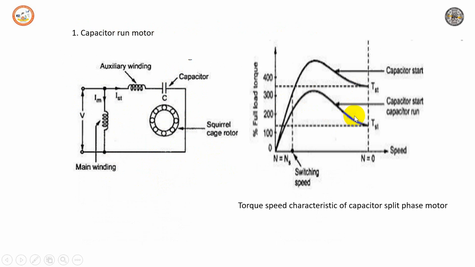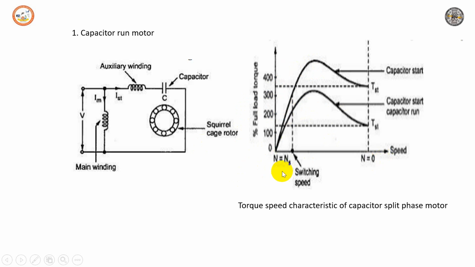If you observe the starting torque, if the capacitor is only used during starting, the starting torque is just 150%. If you use the capacitor even after running condition, the torque produced is more than 350% of the full load torque, 350 to 400% of the full load torque. So this is the characteristics of torque and speed.